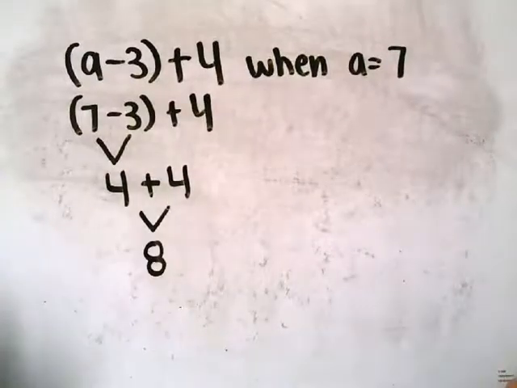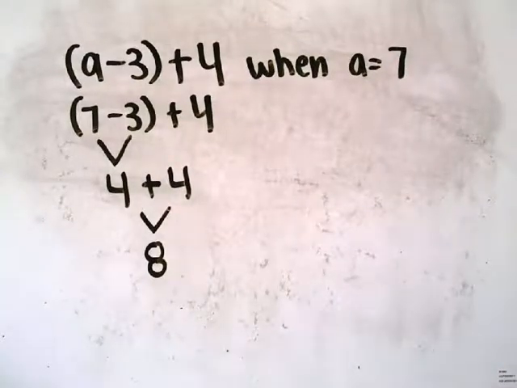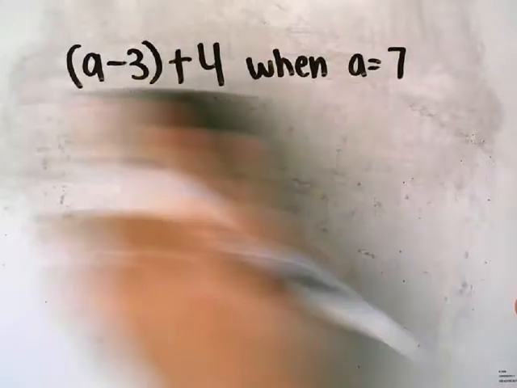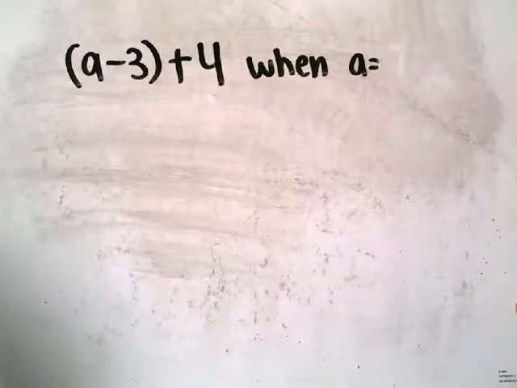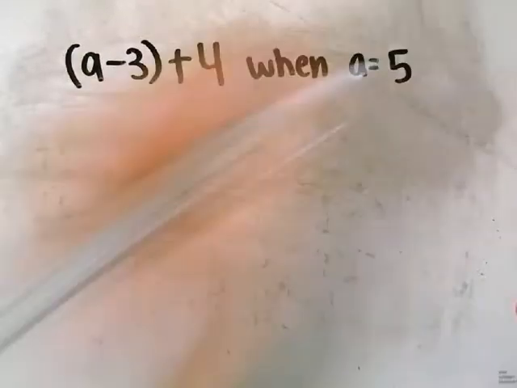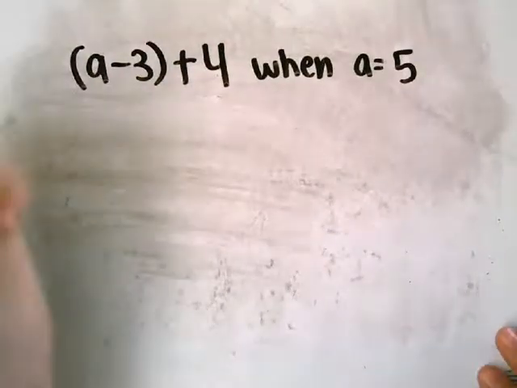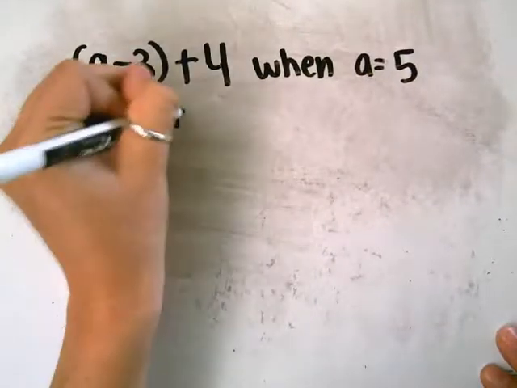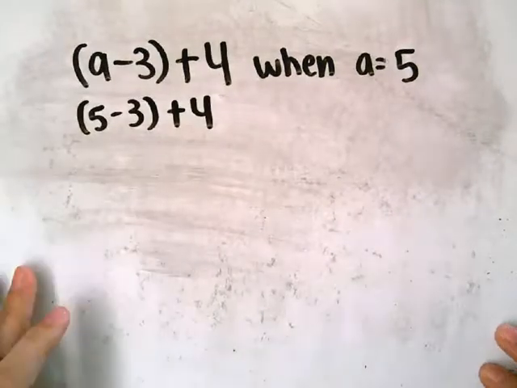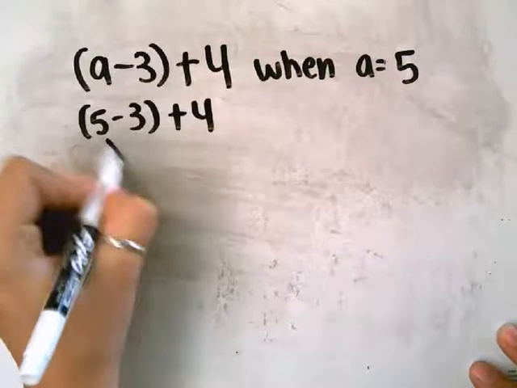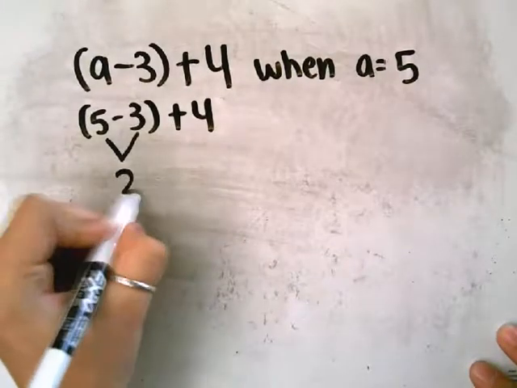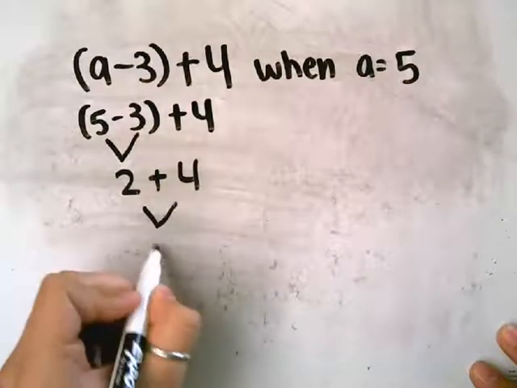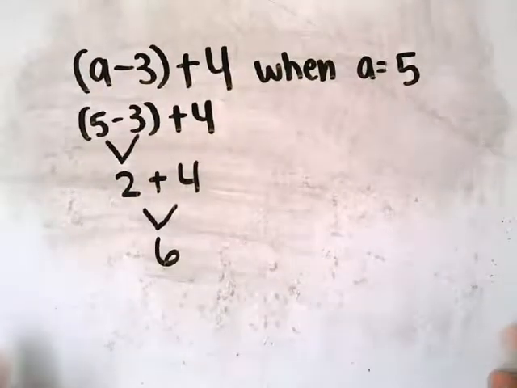Let's try for a new value of a. Let's solve for when a equals 5. So we're going to rewrite the problem with the new value and solve according to order of operations, parentheses first. Bring down the rest of the problem, and our answer is 6. Let's try a new problem.